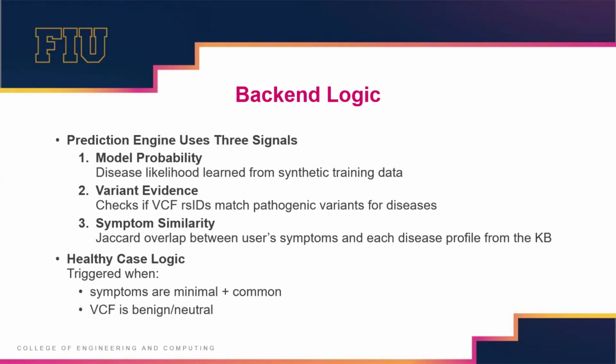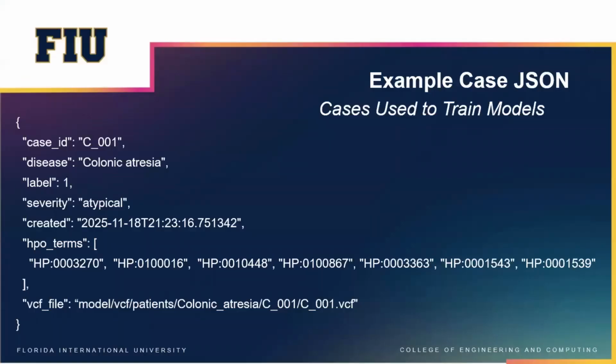Of course, we have our healthy case logic, which will be triggered when symptoms are minimal and common, and the VCF is benign and/or neutral. Here we have an example case JSON file, the case used to train models. So as we can see, we have the case ID, the disease label, severity, when it was created, the HPO terms, and the VCF file.